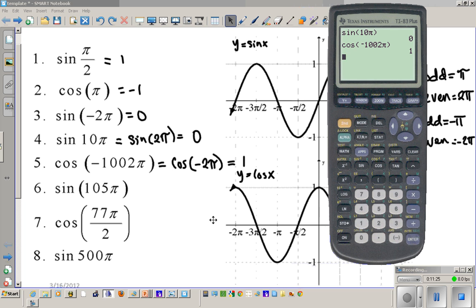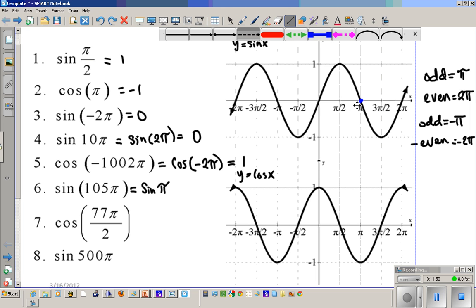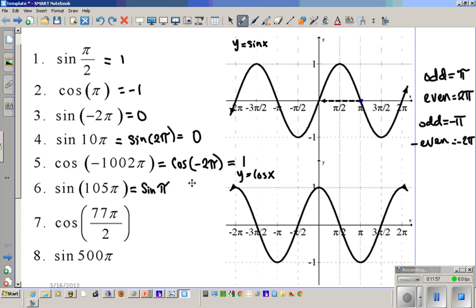Alright, sine of 105. How do you do sine of 105? Since 105 is odd, this is simply going to be sine of pi because pi is odd. So sine of pi. This is a sine graph right here. Starting with the sine, this is pi. Up, down, or stay, we're going to stay, right? We simply trace it because we're already on the graph, we don't go anywhere. Trace it to the y-axis, the answer is 0. So sine of pi equals 0.